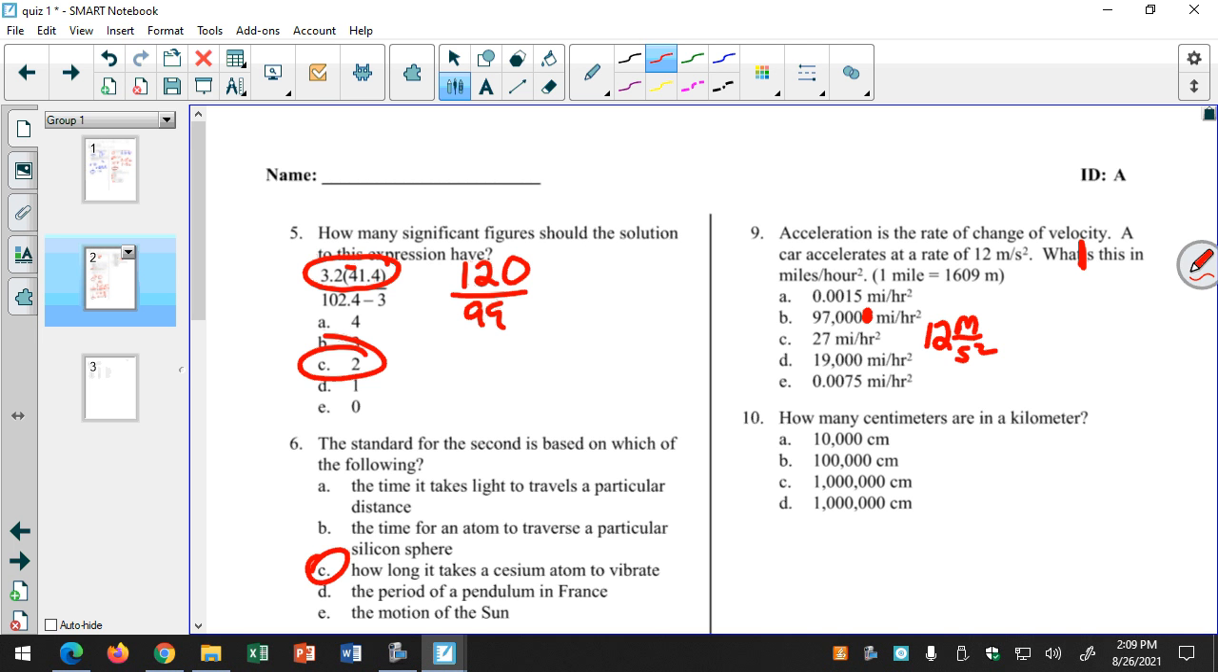I want to convert the seconds to hours. In 1 hour, there are 3,600 seconds. But I have to square that term. That was probably where, if you made a mistake, that's probably where you made it.